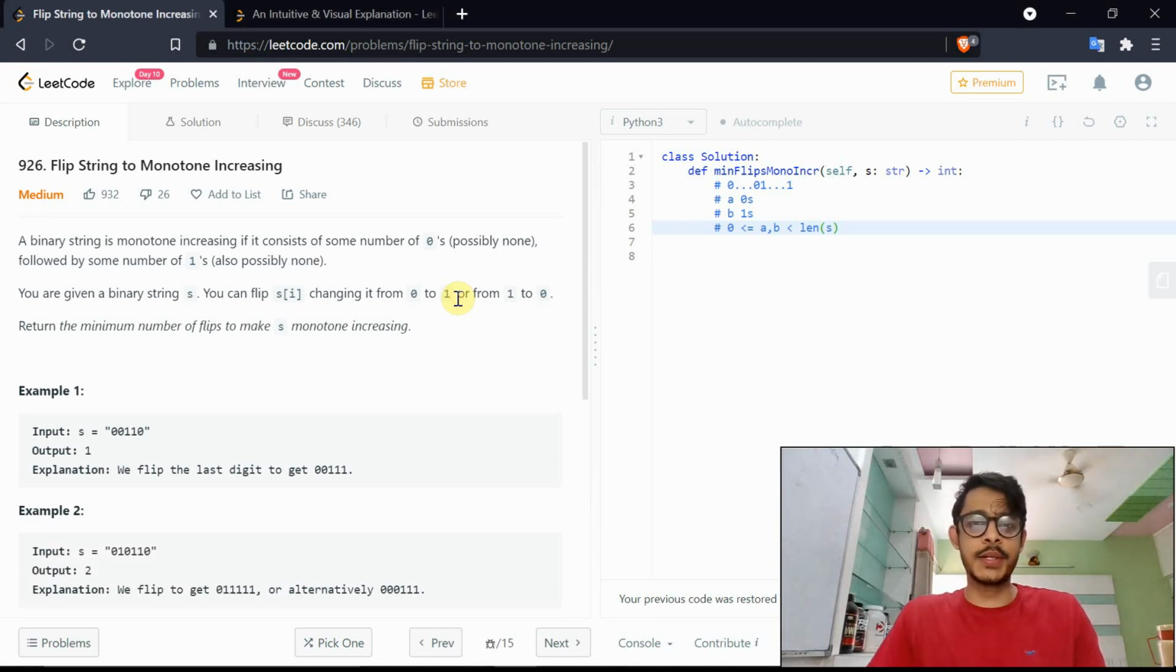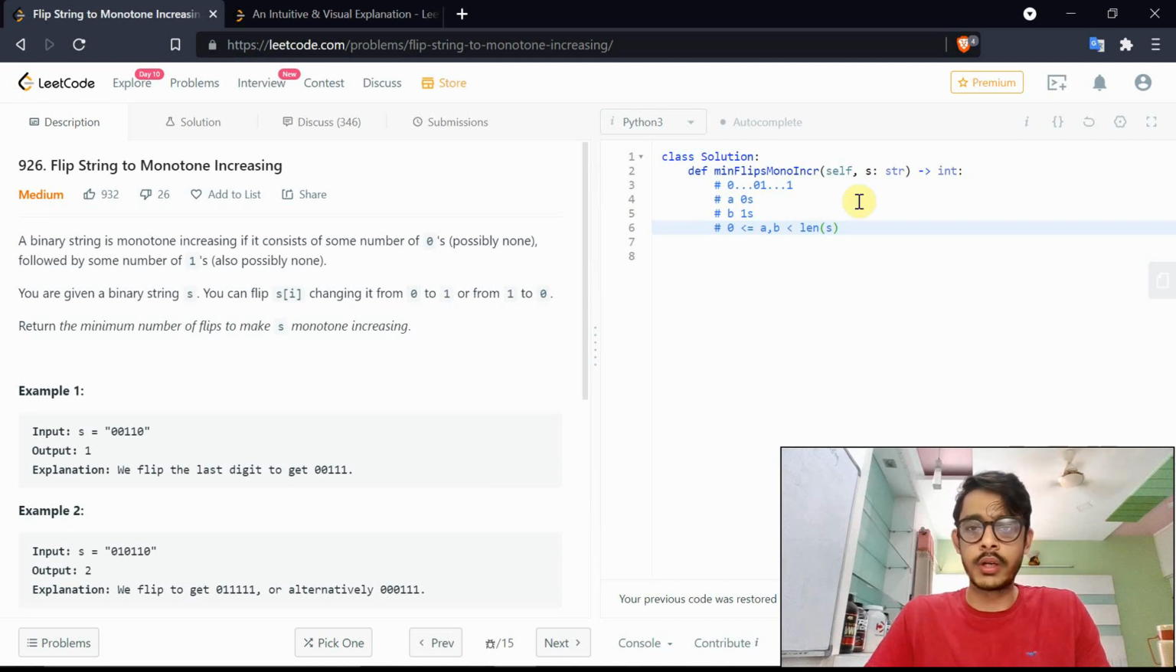This is the solution to the problem flip string to monotone increasing. The goal is very simple: to count the number of bits to be flipped. You're given a particular string and you have to flip some particular bits in such a way that it takes the minimum amount of flips to get to a monotonically increasing string.